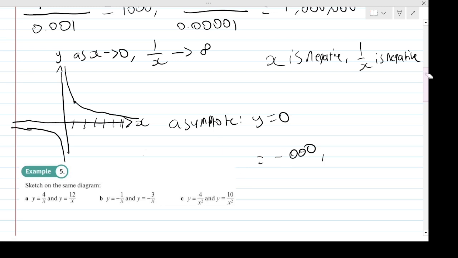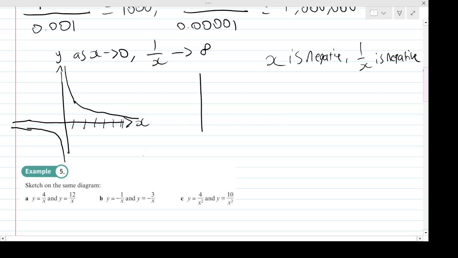So in summary, our graph here of y equals 1 over x is going to look like that, okay? Here we are, and here we are, okay? Cool. So that'll be y equals 1 over x. Okay, cool.